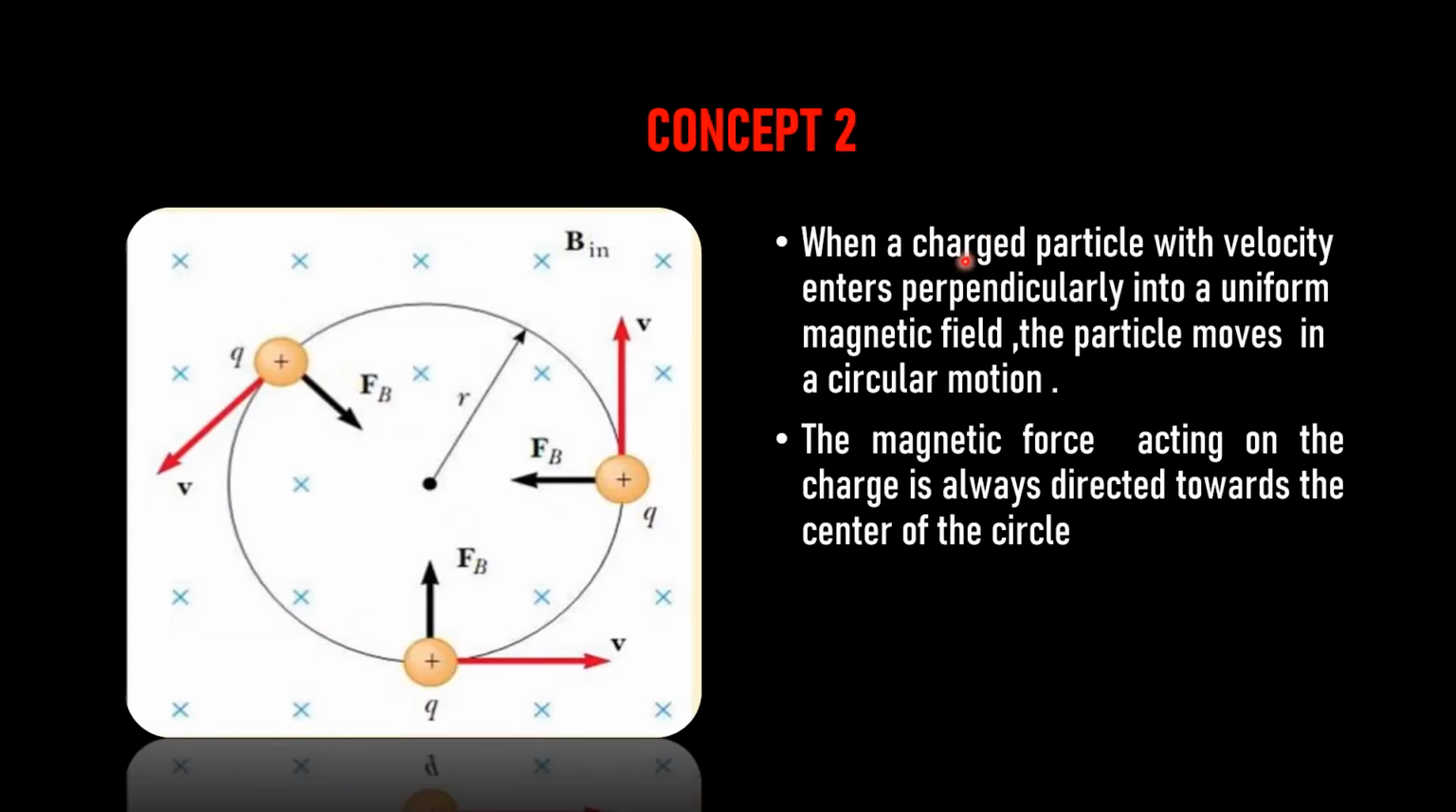Now, for the next concept, when a charged particle enters with a velocity perpendicular into a uniform magnetic field, the particle will move in a circular motion. The path will be a circular path. And when it is a circular path, you have to apply circular concept, where the magnetic force is equivalent to the centripetal force and is always directed towards the center of the circle.